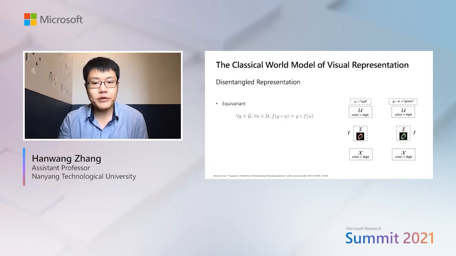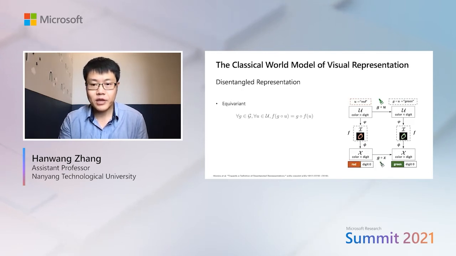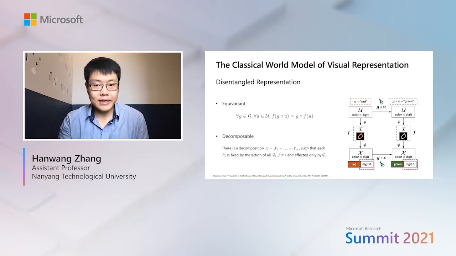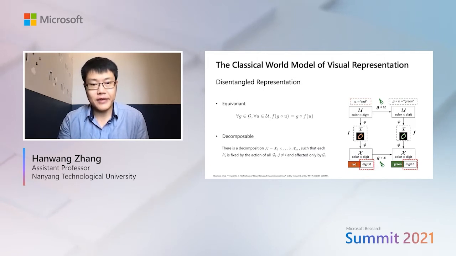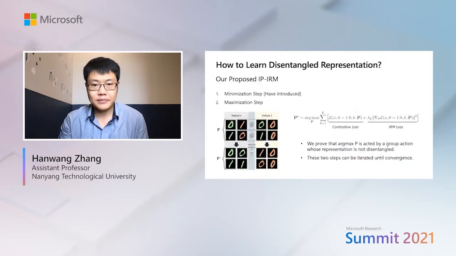First, equivariant. This was discussed just now, that is, changing the semantic red to green in the Y space is equivalent to changing the color vector in the X space from the value encoding red to green. Second, decomposable. For example, changing the color semantic does not affect the digit vector in the X space.